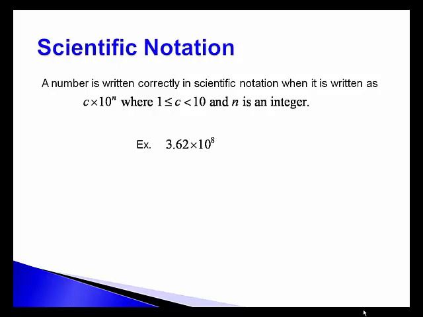Notice that 3.62 is indeed between 1 and 10, and 8 is an integer. Another example would be 8.93 times 10 to the negative 5th power. Please remember that negative 5 is an integer, so this is indeed written in correct scientific notation.